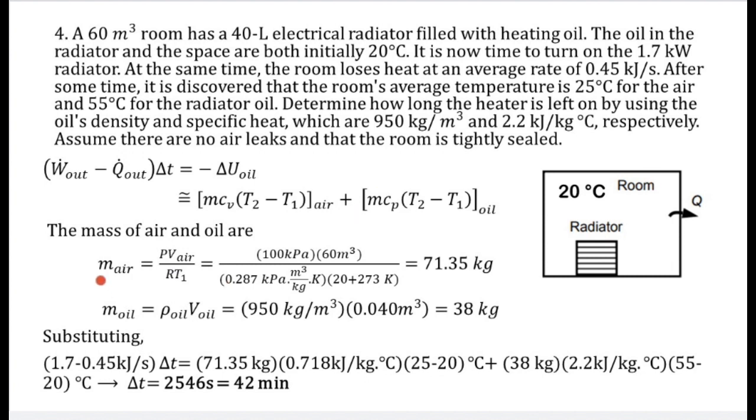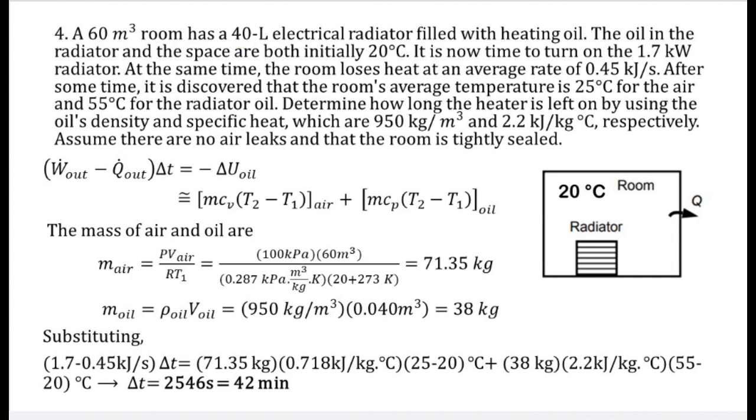The mass of air and oil are needed. To get the mass of air, we have this equation, PV over RT. Substituting all the given values in this equation, we have these numbers, and the Celsius was converted to Kelvin, so that is plus 273. Calculating this, we have this answer, 71.35 kilogram.